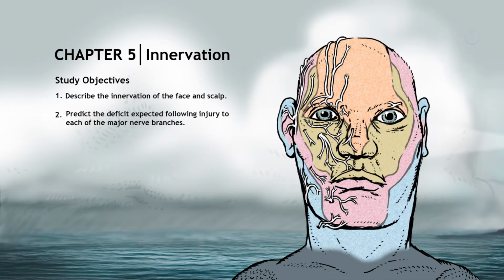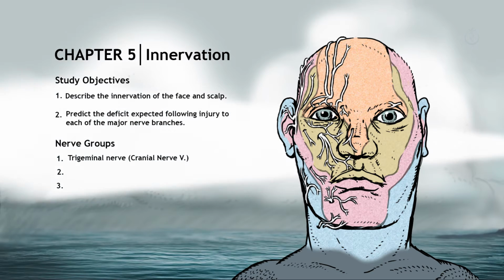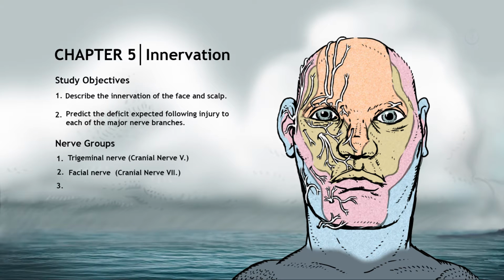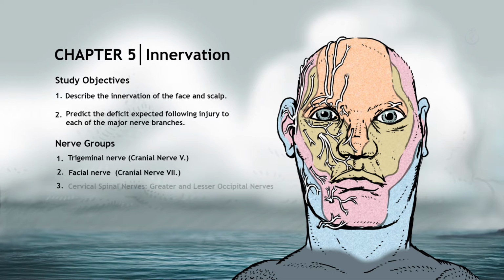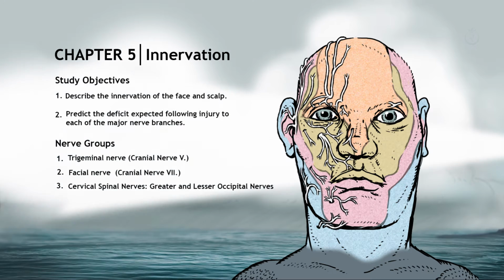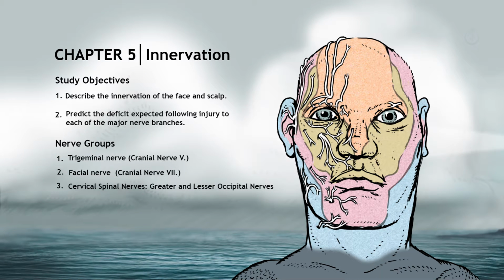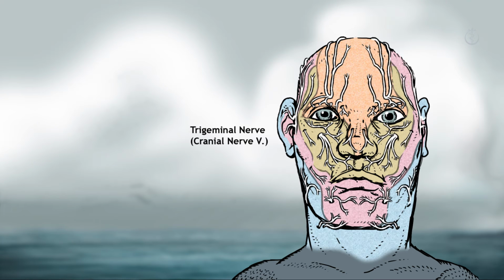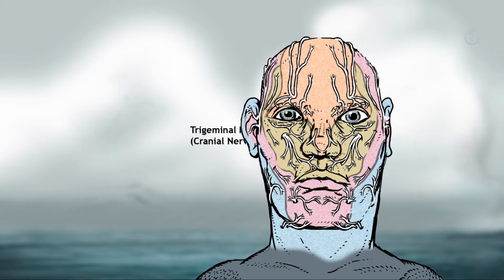In examining the innervation of the face and scalp, we must recognize three different nerve groups. First, the trigeminal nerve, or cranial nerve 5. Second, the facial nerve, or cranial nerve 7. And third, a pair of cervical spinal nerves, the greater occipital nerve. The trigeminal nerve, cranial nerve 5, is the major sensory nerve to the face and scalp.